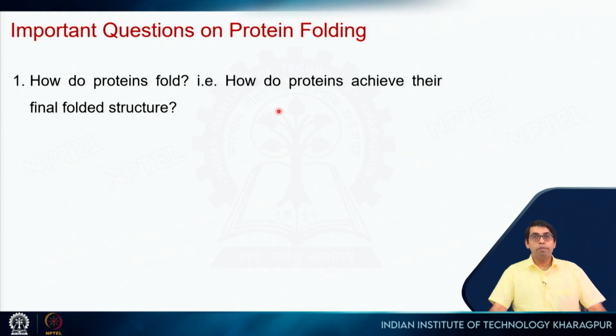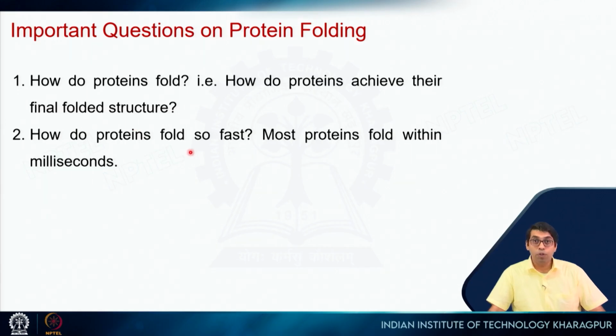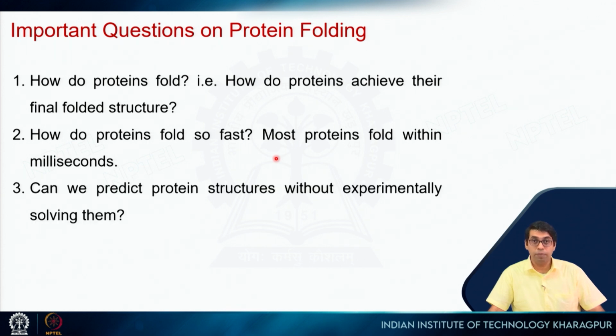So, if we think about protein folding, we can divide all the issues and all the questions that are there into 4 major questions. The first question will be, how do proteins fold? That is, how do proteins achieve their final folded form? How do proteins know that this is the final structure? And how do proteins fold so fast? How do they reach that final folded form so fast? So, most proteins fold within milliseconds. We have already seen the simulation. It happens within microseconds or milliseconds. So, it means that proteins are not sampling all the possible conformations.